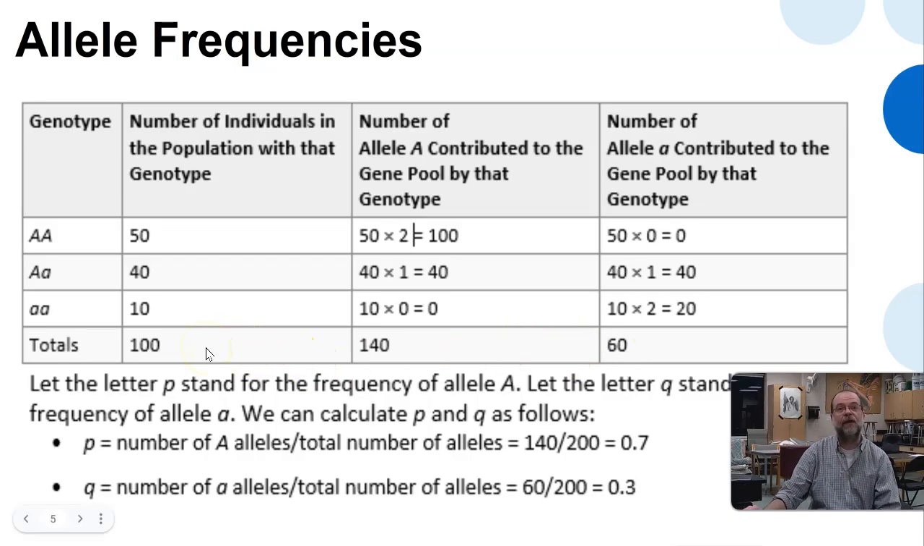Okay? And then to calculate the frequency of the alleles, we simply take the number of big A's and we divide it by the total number of alleles. So out of 200 alleles, 140 are big A's. That means that they have an allele frequency of 0.7, or 70% of the alleles are big A's. Okay?